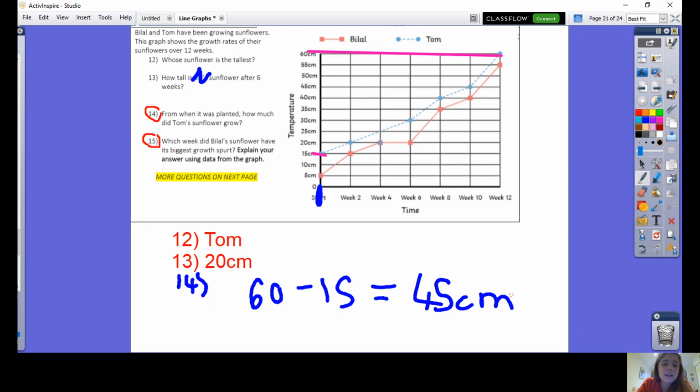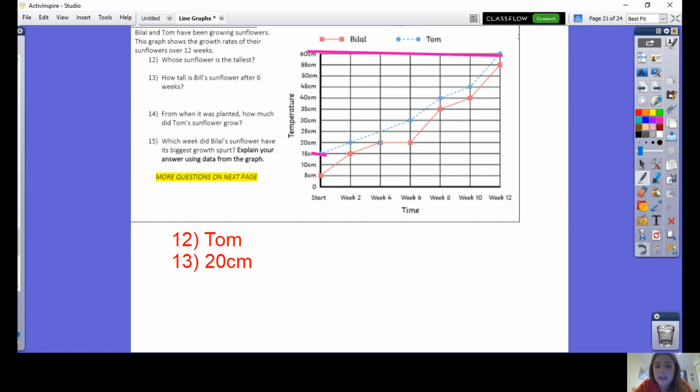Okay, question 15 then. It says, which week did Bilal's sunflower have the biggest growth spurt? Explain your answer using data from the graph. In order to answer this question, what I would do is work out how much it grew each week. So we're looking at Bilal's, that's red, and we're looking at each week. In week 1, it went from 5 to 15, that's 10. In week 2, from 15 to 20, that's 5. This one, it didn't grow at all. Here it's gone from 20 to 35, that's 15. In this one, it's grown 5 centimetres, and here from 40 to 55, it's grown 15.